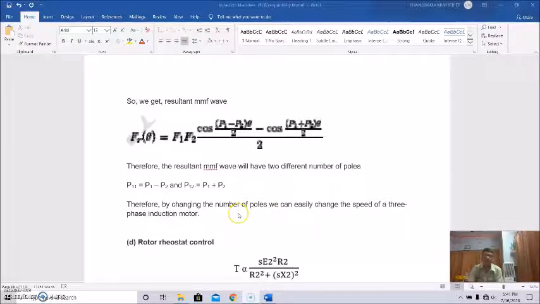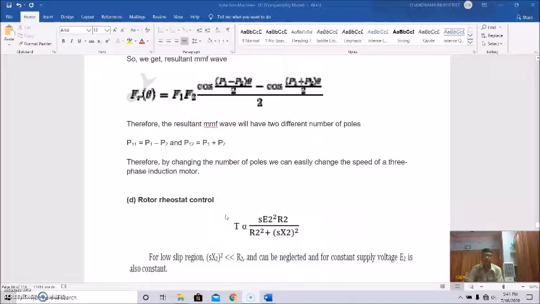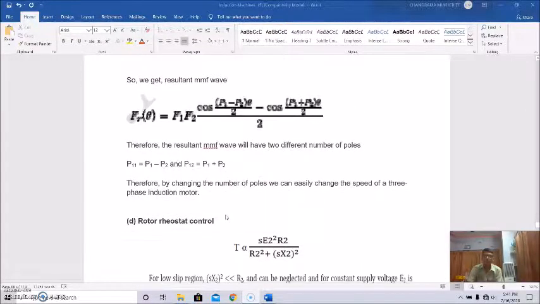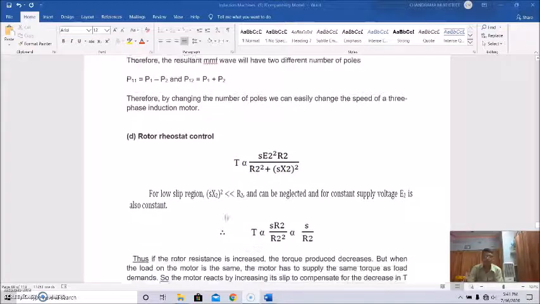So that is the pulse pole amplitude modulation method. Next we'll discuss rotor rheostat control.